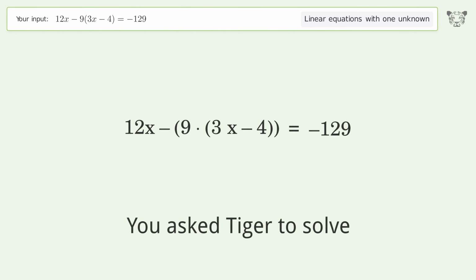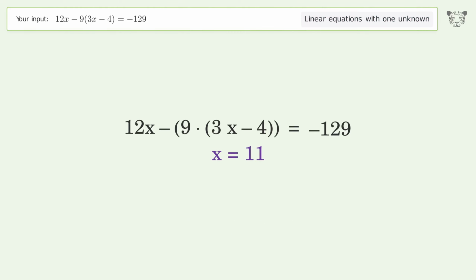You asked Tiger to solve this. This deals with linear equations with one unknown. The final result is x equals 11. Let's solve it step by step.